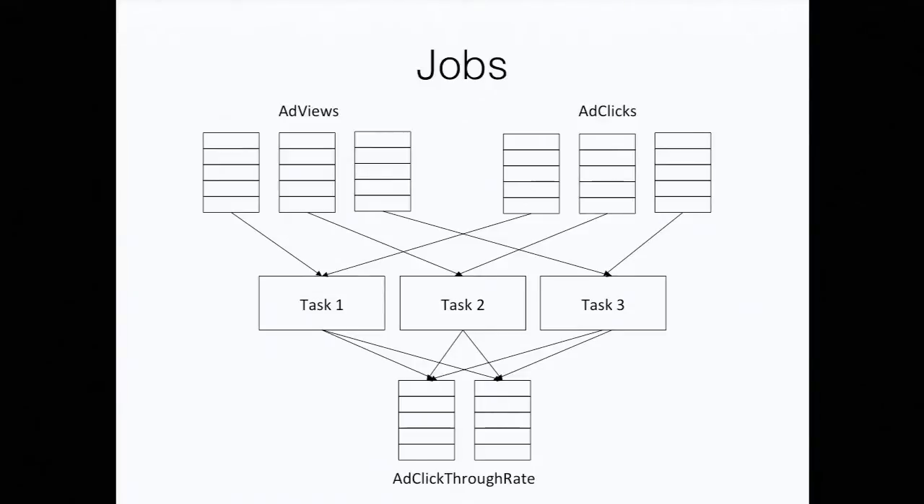An example of this would be ad views. If you display a user an ad and then the user clicks the ad, you have 2 streams. One is the ad views and the other is the ad clicks. You can do a join on these 2 streams and get the click-through rate of the ads, essentially how many times that ad has been clicked.